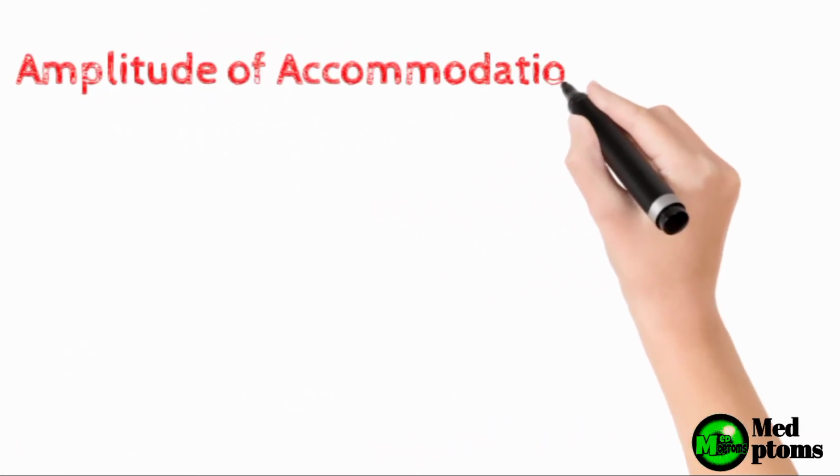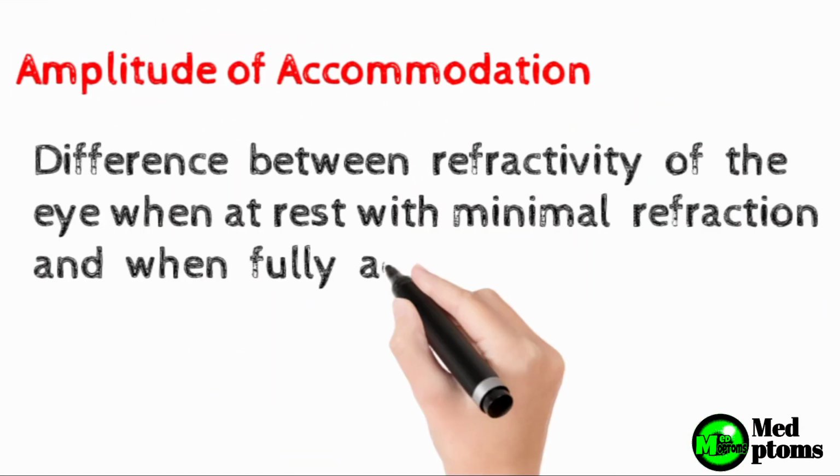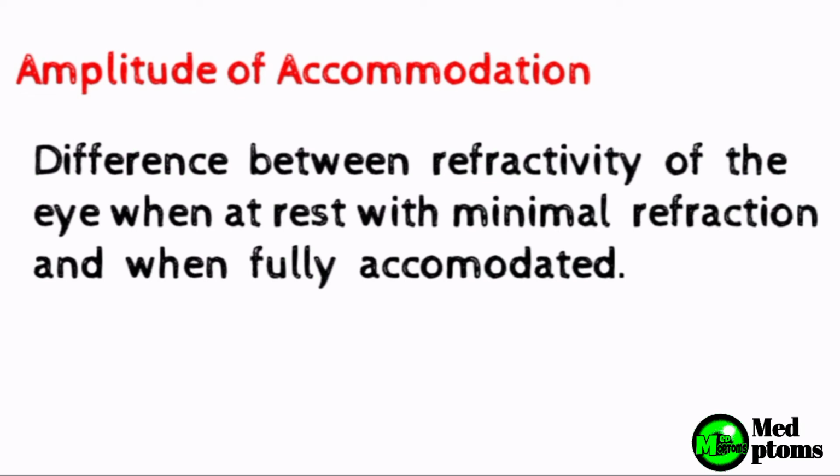Next, amplitude of accommodation. Amplitude of accommodation means the difference between the refractivity of the eye with the minimal refraction and the refractivity of the eye at maximum refraction when the eye is fully accommodated.